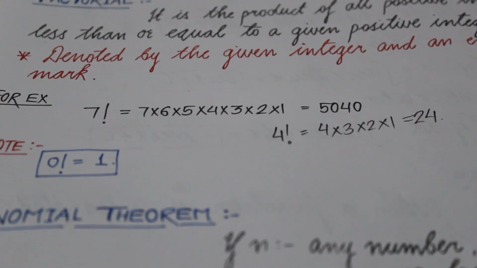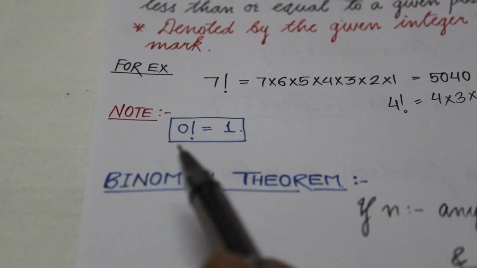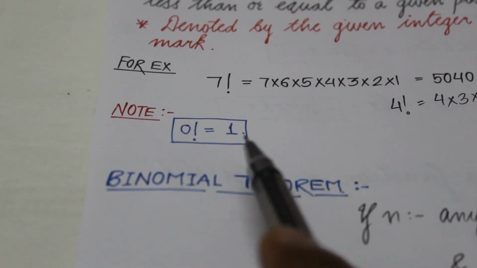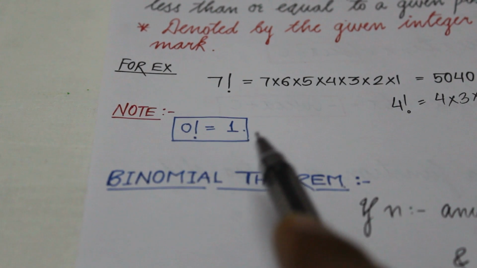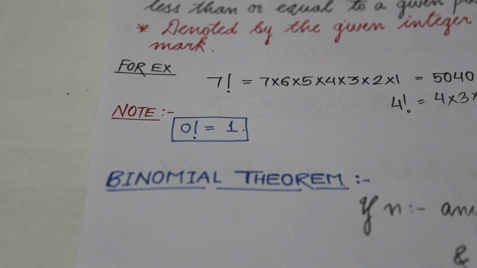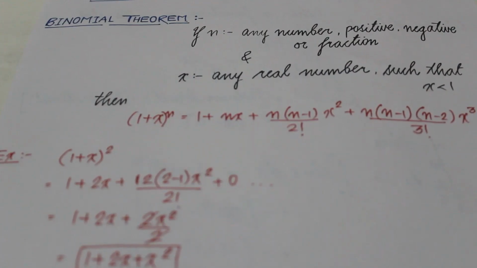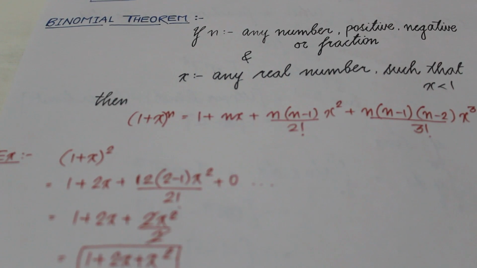It is widely used in binomial theorem, that's why we are studying it. You must note that factorial 0 is always equal to 1. This you will learn in detail if you have opted for mathematics, else you need to remember this only, that factorial 0 is always equal to 1. Next we are going to study binomial theorem.